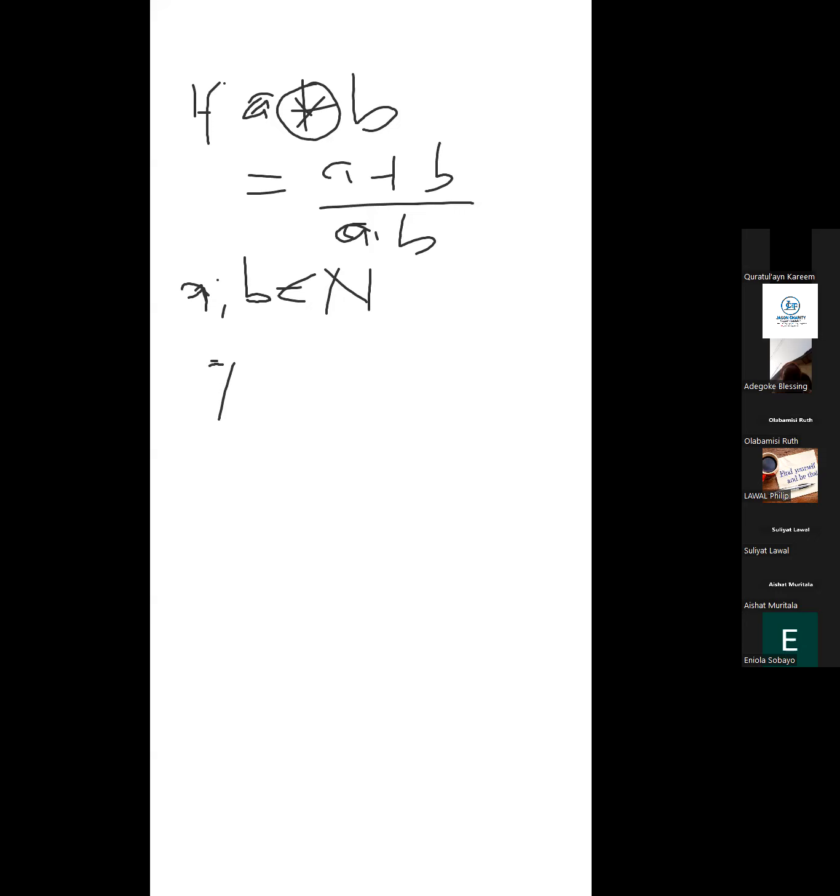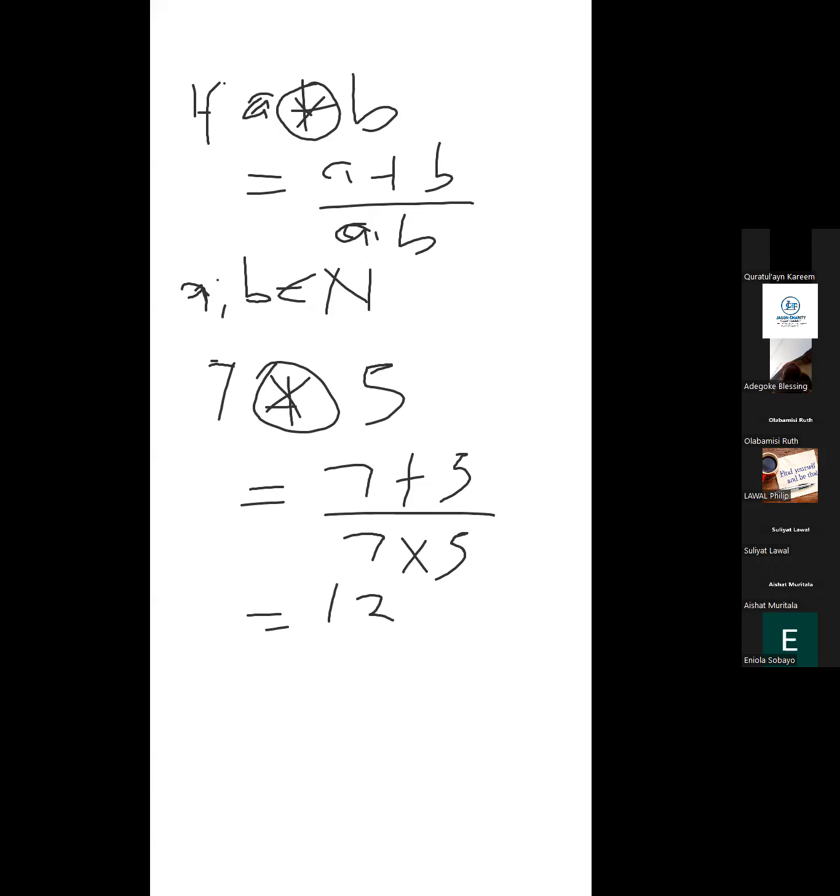7, and then 5. We are going to operate it. So that would be 7 plus 5 all over 7 times 5, and what you are going to see is 12 over 35. 12 over 35 is not a whole number, it's a fraction. So our conclusion is that this binary operation is not closed. That's your conclusion. It's not closed.